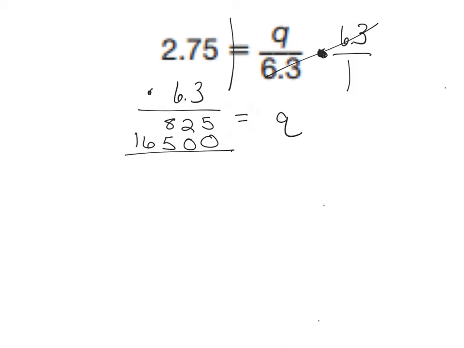So now if we add this, we get 5, 2, 13, carry 1, gives me 7, 1, and I have 1, 2, 3 numbers behind the decimal. So my final answer is 17.325 equals Q.